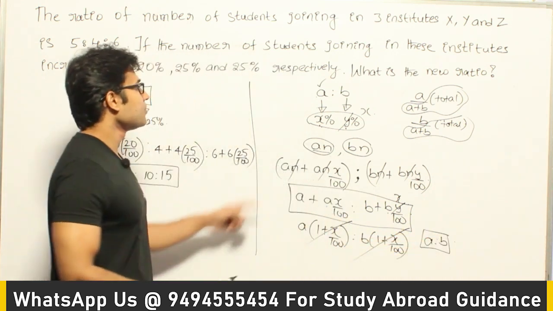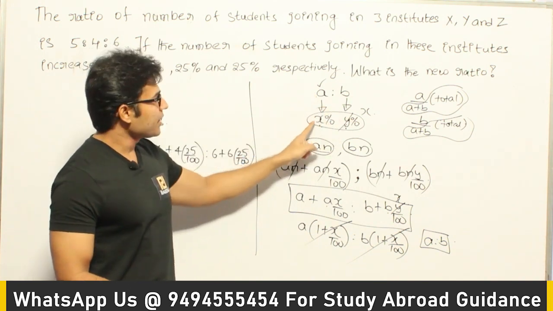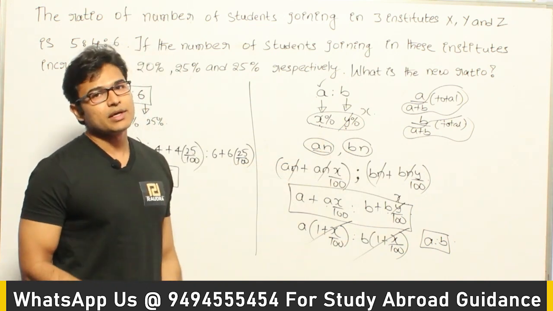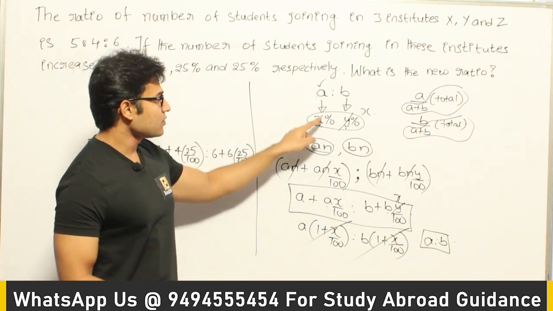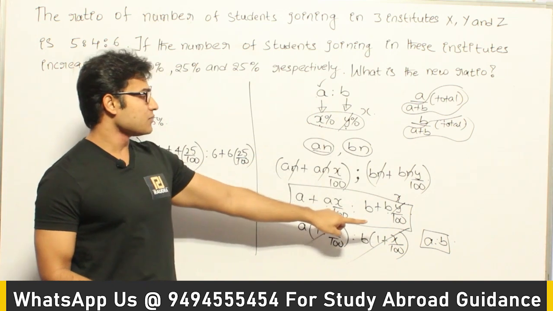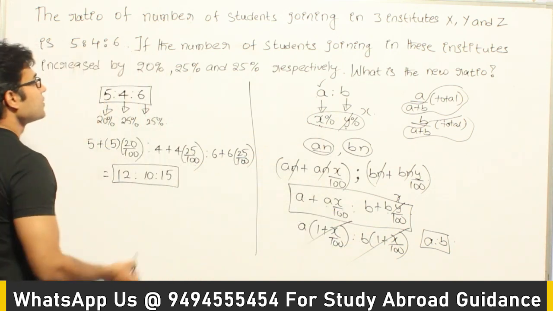So what did you learn from this? Whenever you increment the values of some ratios by x%, the final ratio of the new values is also going to be in the original ratio only, right? So whenever you increment the values by the same percent, the final ratios of those values and the initial ratios will be the same, right?